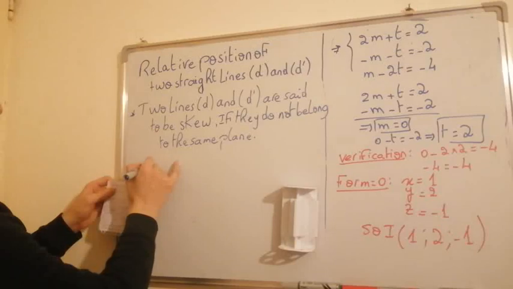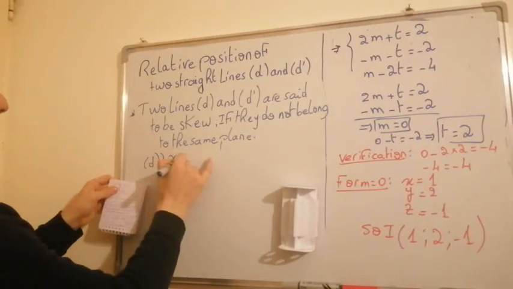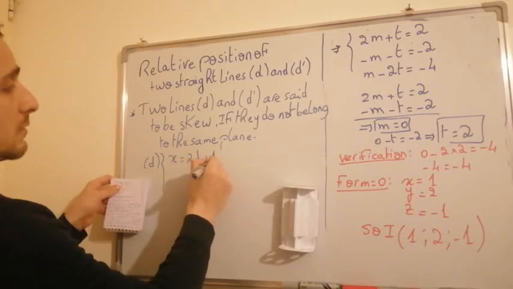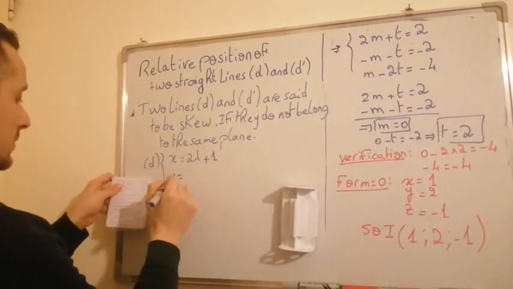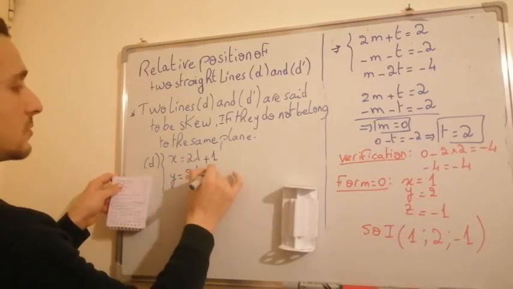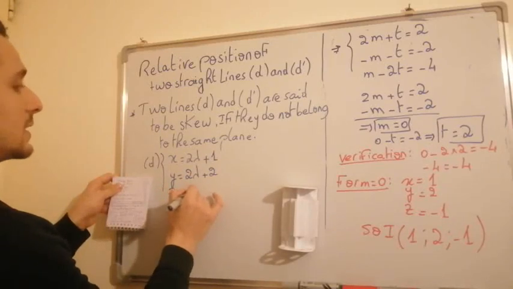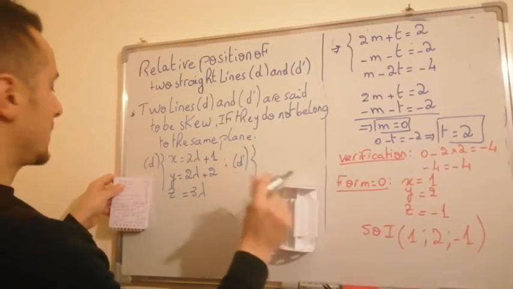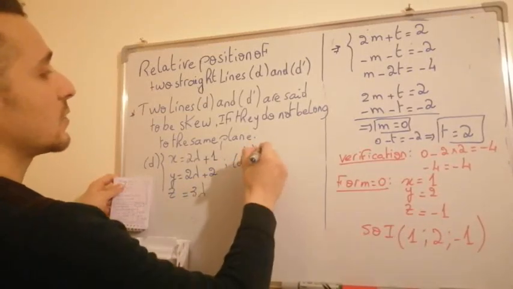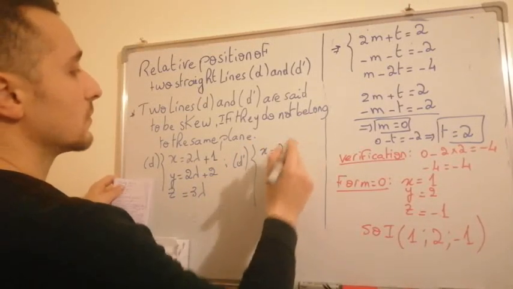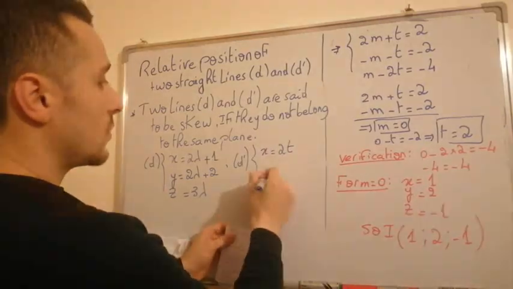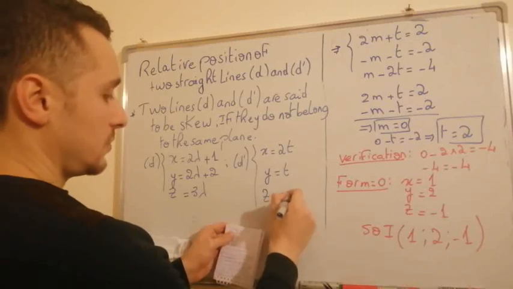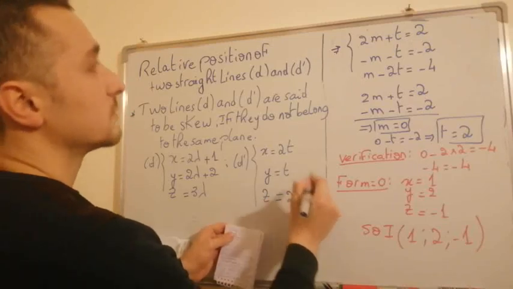Okay, so the line D has equation x equals 2 lambda plus 1, y equals 2 lambda plus 2, and z equals 3 lambda. D prime has an equation x equals 2t, y equals t, and z equals 2t plus 2.